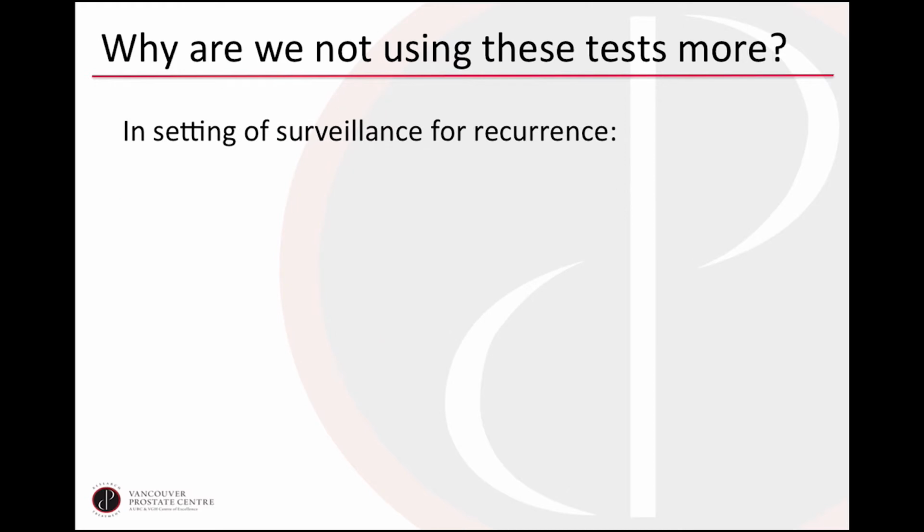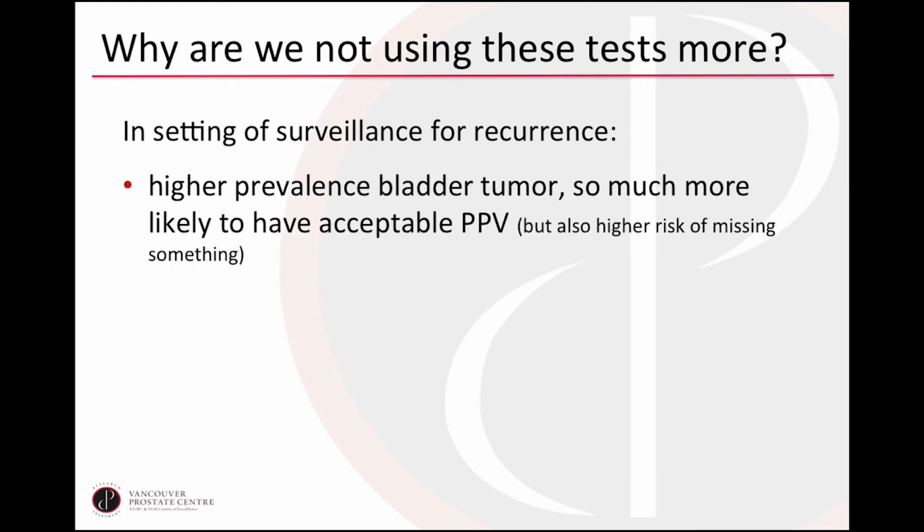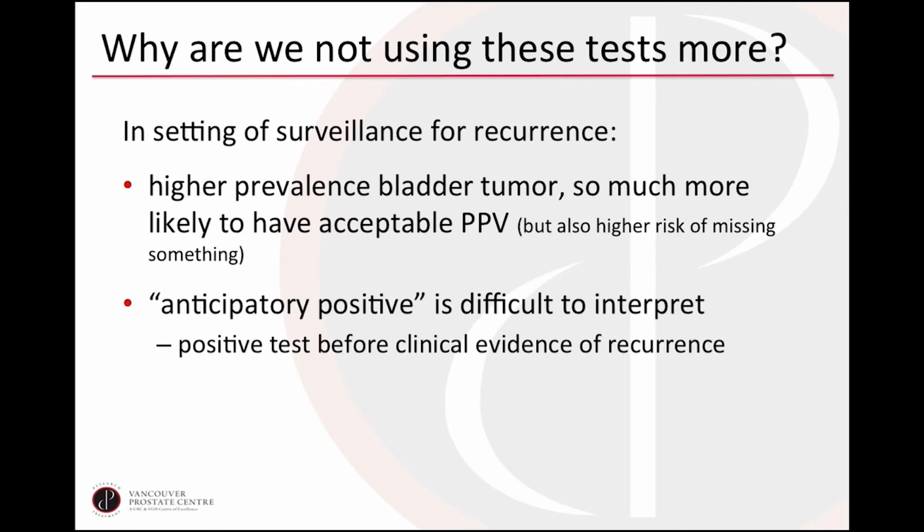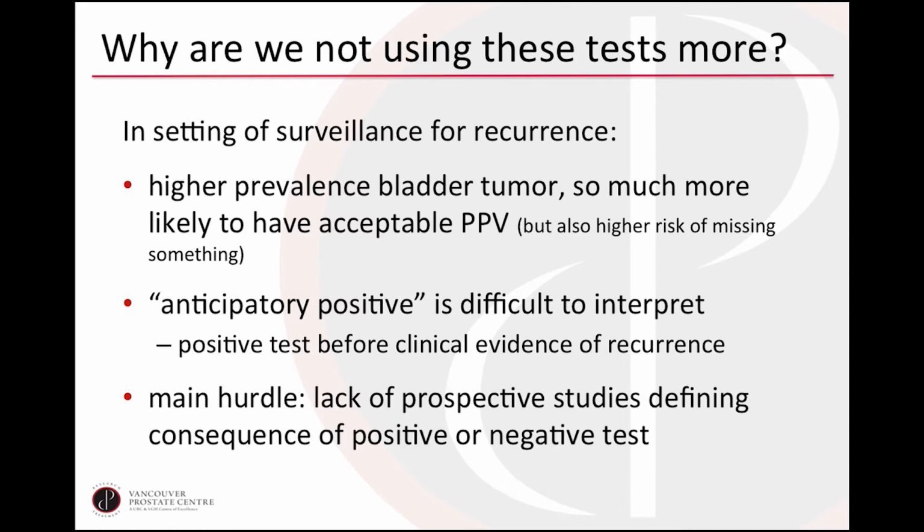If we're looking at the setting of surveillance of recurrence, it's the same issue. First of all, there are more tumors here, so you're more likely to have a more acceptable positive predictive value. The other issue here is that a positive test might actually mean that there is going to be a tumor in the future. You just haven't seen it on cystoscopy, so your test may be better than you think it is. Again, the main hurdle is just the lack of prospective validation studies.